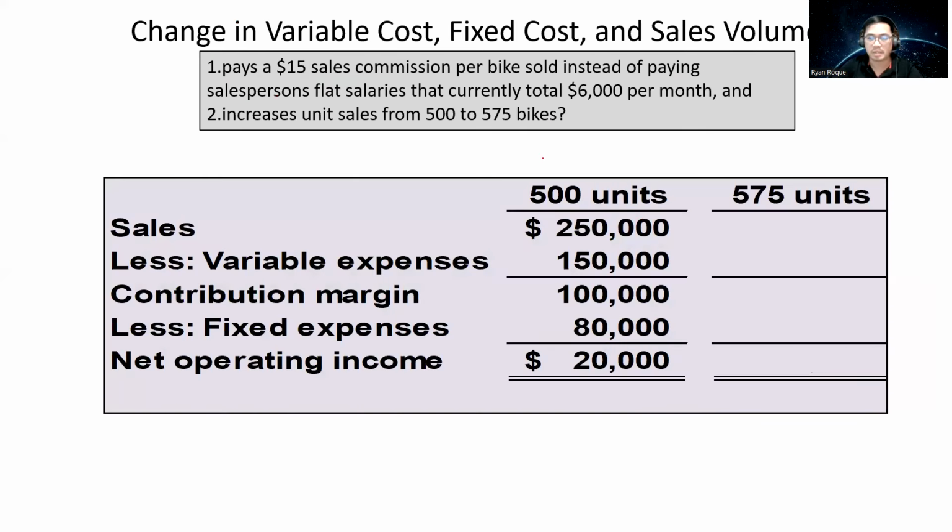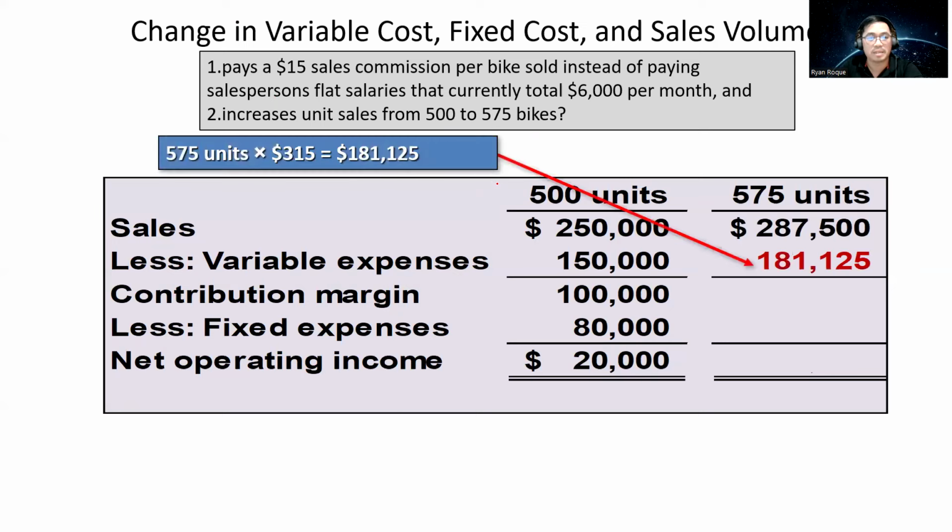So let's prepare another income statement from the current situation. What would happen to your sales? It's 575 times $500 per unit, so that would be 287,500. For your variable expenses, before we have 300, but now we are increasing that to 315 because of the strategy. So let's multiply the 315 variable cost per unit with the number of units, 575, so we have 181,125.